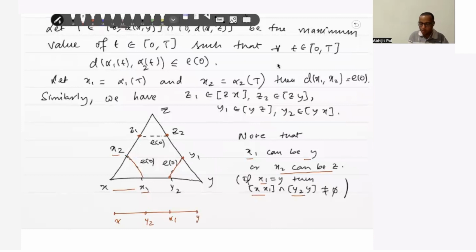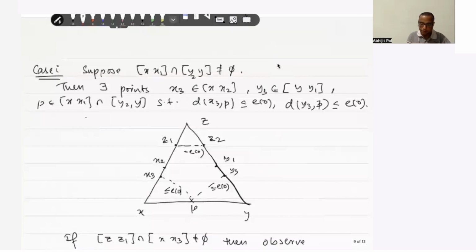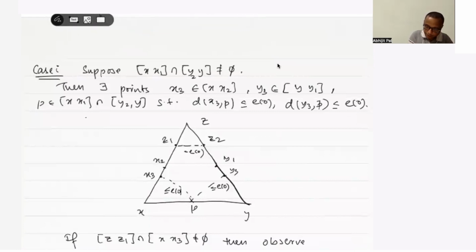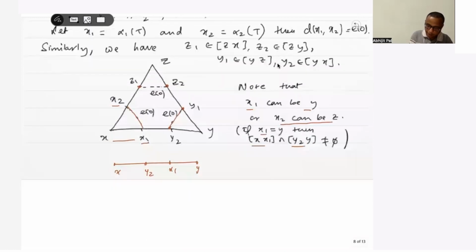So even though this proof will work. Okay. So now the first case, let us assume that this geodesic xx1 and this geodesic yy1 intersect with each other. That is the thing I have drawn here. So we have this kind of picture.